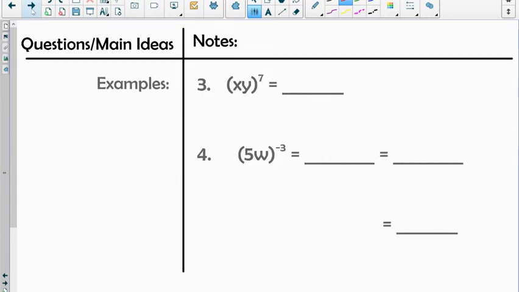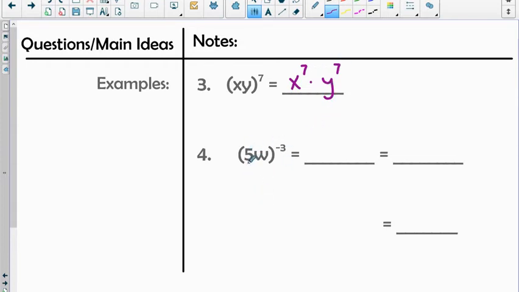All right, example number 3, we have x times y grouped together and raised to the 7th power. So we're going to go ahead and apply our property that we distribute the exponent, and we get x to the 7th power times y to the 7th power. And we have two different bases there raised to an exponent.